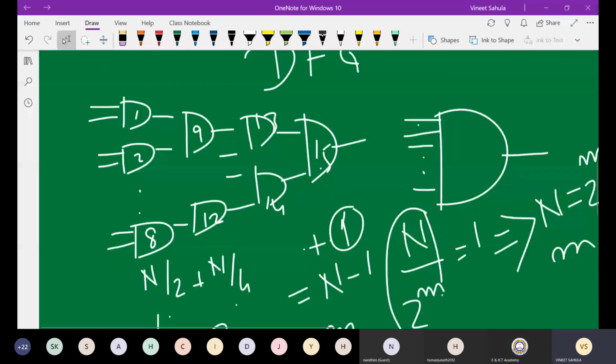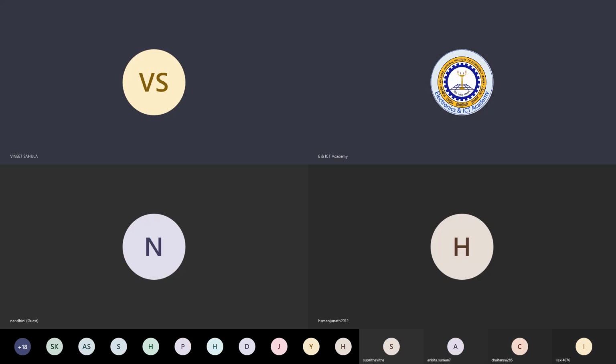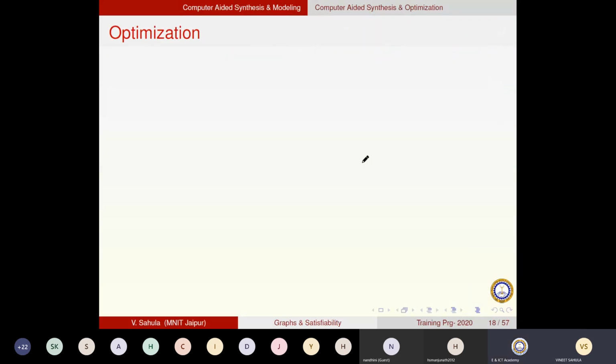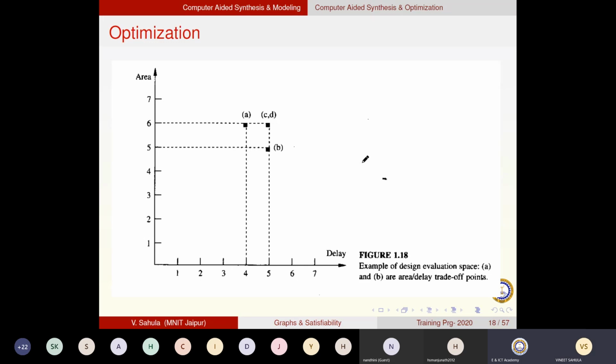That exploration the computer can do. We can make it capable of doing such evaluations. This happens during logic synthesis. This is called optimization, which we are not going to discuss further now. Is that okay? I am coming back to my slides. Are they visible? 18th. Right? So we can still draw a graph. I hope my slides are visible.